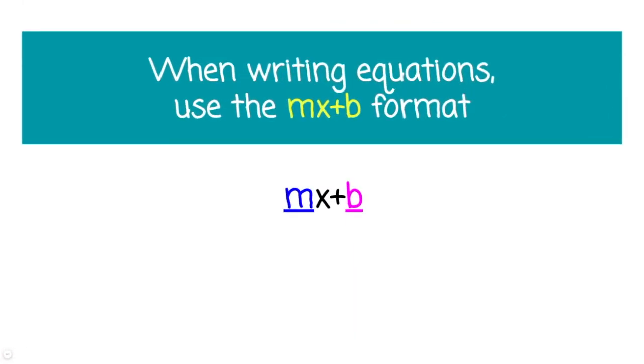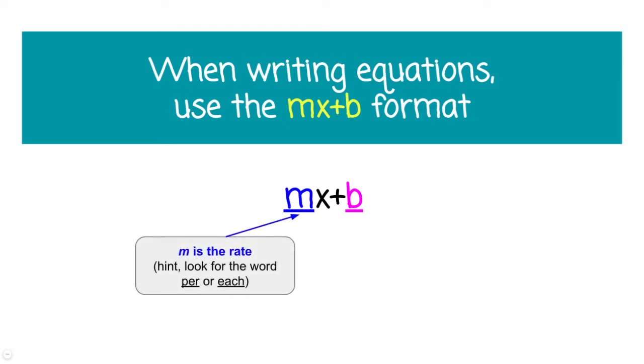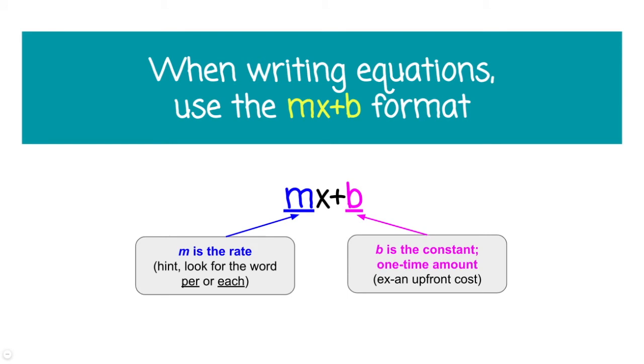Let's look at solving real-world systems of equations algebraically. So when given a word problem, think about the format mx plus b, our slope-intercept form. M is always your rate. Look for the word per or each to help identify what the rate is. And b is always the constant or the one-time amount, for example, an upfront cost.